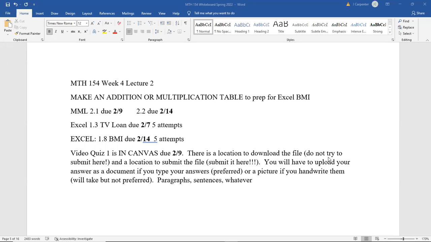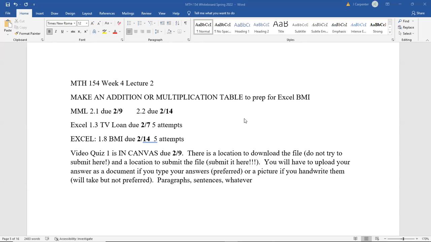Whiteboard up here as usual before we get into our lecture on 2.2, the weighted average. Reminder, make an addition or multiplication table on your own, not something you're going to turn in. That'll help you prepare for the Excel BMI because you'll need fixed cell references, and it's something you have to get used to. Even I had to get used to it when I first learned how to do fixed cell references. Everyone does.